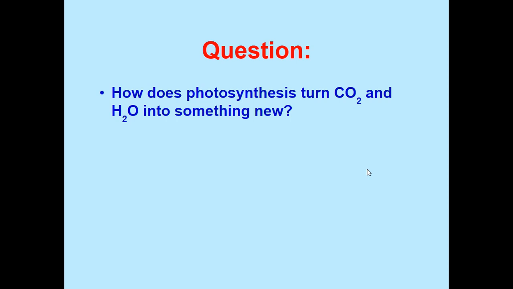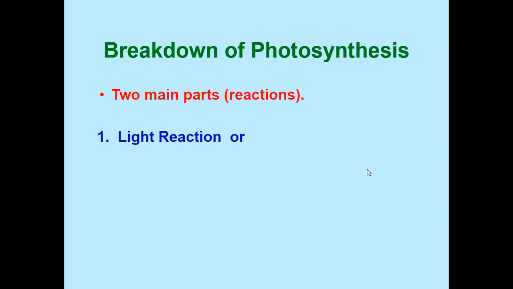Okay, so I'm going to get to the question. So how does photosynthesis take carbon dioxide and water and make something else out of it? If we break down photosynthesis itself, it is made out of two main parts. So there's two reactions that take place during photosynthesis to get us to our end point. There's the first part, which is called the light reaction. Another name for it is the light-dependent reaction.